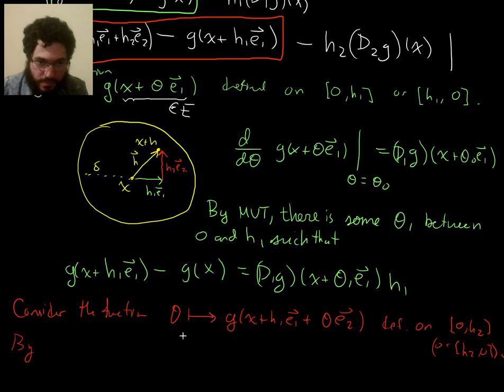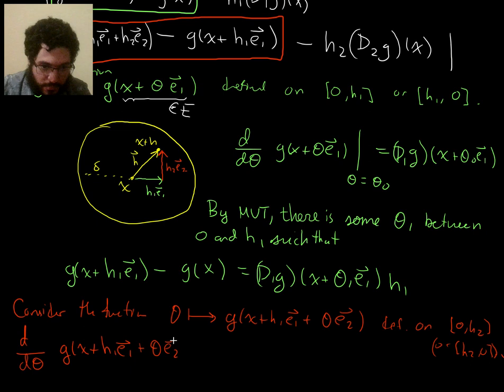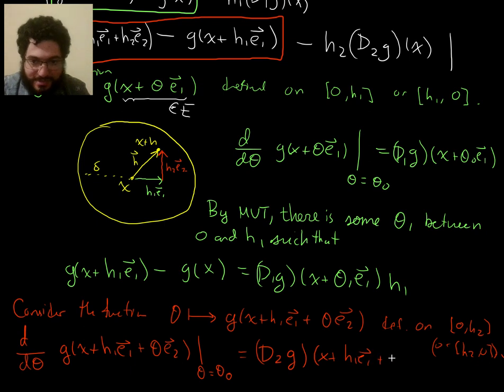Then, like we just argued, since this point here is in the delta ball and this point is in the delta ball, all the points along the line segment are in the delta ball. So this is a perfectly good function. And it's differentiable. So that's worth writing down. The derivative with respect to theta of this function, if I were to evaluate at theta equals theta naught, then that's d2 g at x plus h1 e1 plus theta naught e2.